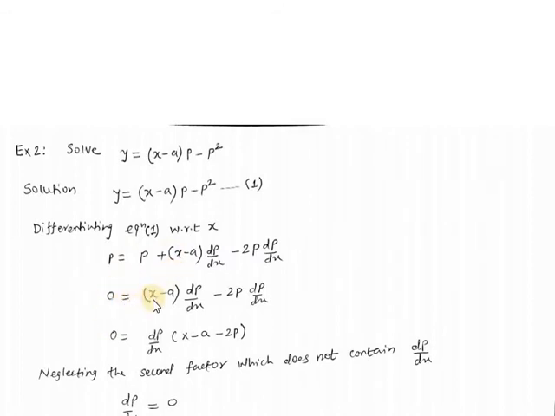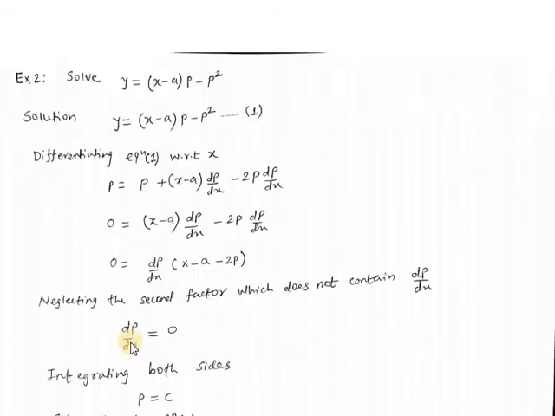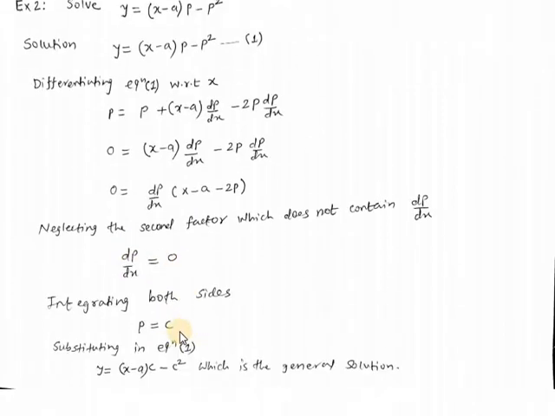0 is equal to (x minus a) dp by dx minus 2p dp by dx. Now dp by dx is common in these two terms, so dp by dx times the bracket (x minus a minus 2p) is equal to 0. Now neglecting the second factor, which does not contain dp by dx, we will consider only dp by dx is equal to 0. Now integrating both sides, we will get p is equal to c, because here dp is equal to 0.